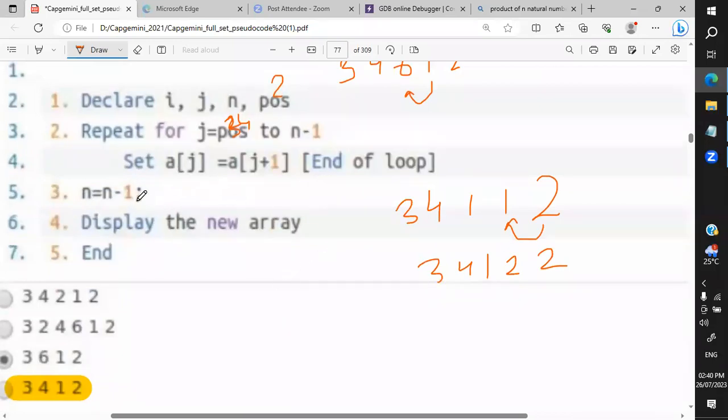Okay. Sorry. N equal to n minus 1 means what? We are reducing the size itself, right? My mistake. N equal to n minus 1 means we are reducing the size of the array from 5 to 4. That means it will print the whole array up to 4. That means 3, 4, 1, 2 is the answer. Got it? Only 4 elements it will print. I hope it's clear, everyone. Just shift the elements, then after that print.